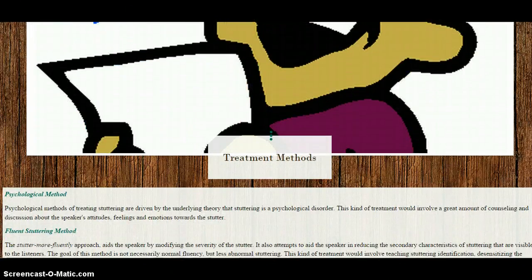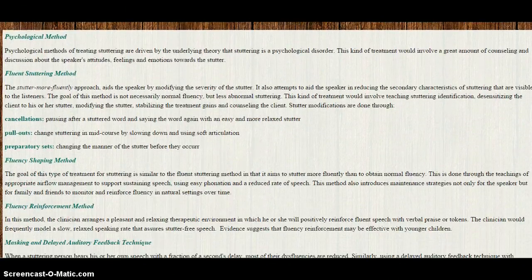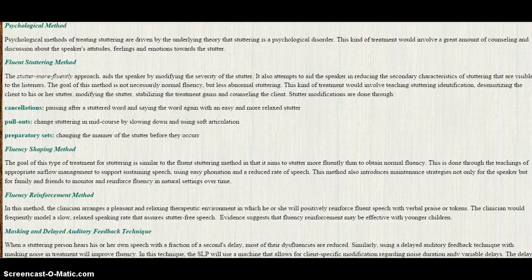And lastly, here are just some treatment methods. So it should be noted that none of these are proved to be effective alone. Usually they are used in conjunction with one another. So here we have the psychological method, which treats stuttering as something that is driven by the underlying theory that it's a psychological disorder. So this kind of treatment would really just involve a lot of counseling and discussion about how the speaker feels, their attitudes, their emotions towards their stutter.